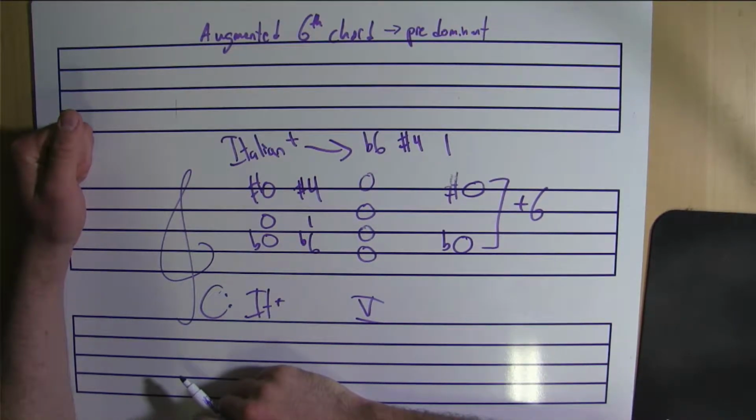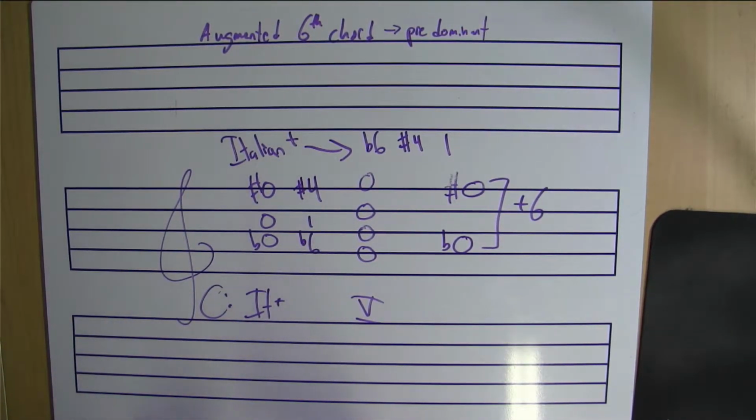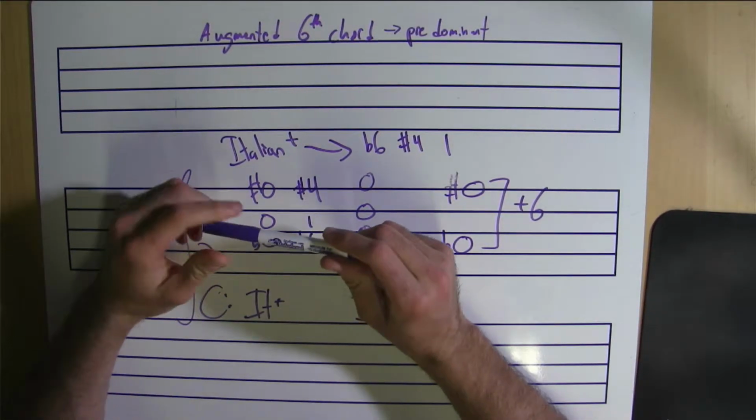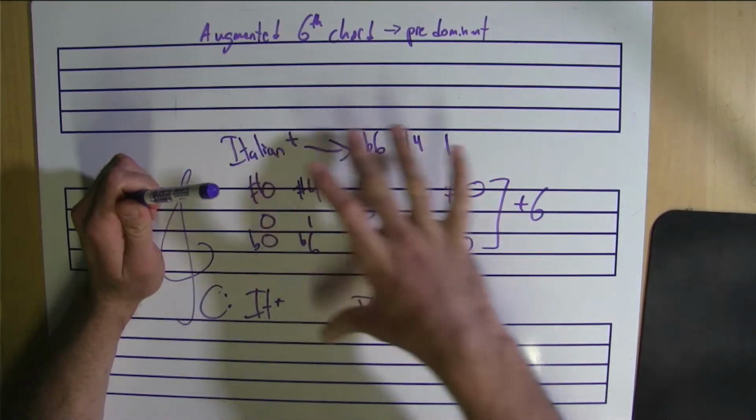Okay? So what this ends up sounding like is here's C major, here's G, and here's back to C. So 1, 5, 1. This Italian augmented sixth chord going to G sounds like this. You hear that leading tone going outwards like that? That's the idea behind an augmented sixth chord. Okay, you have that outwards resolution.